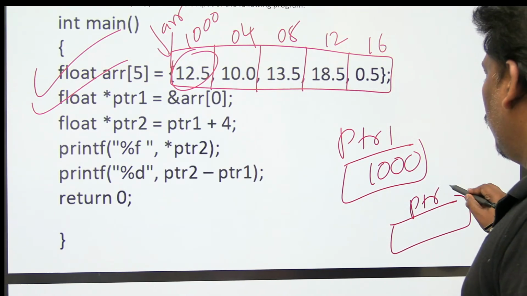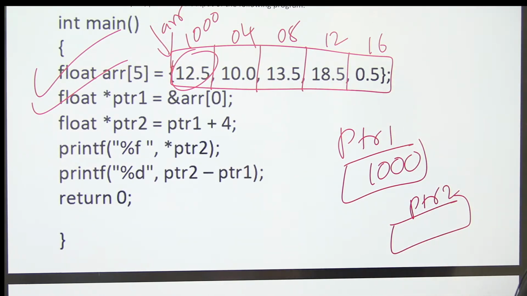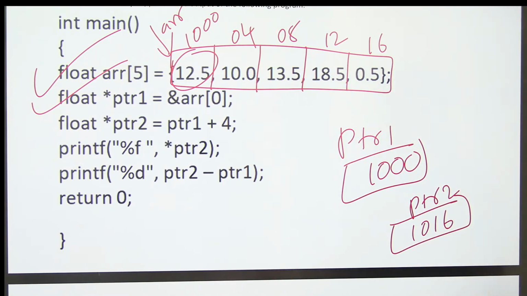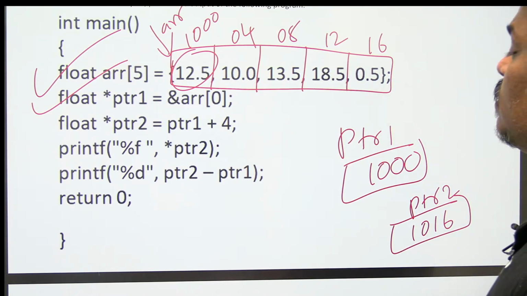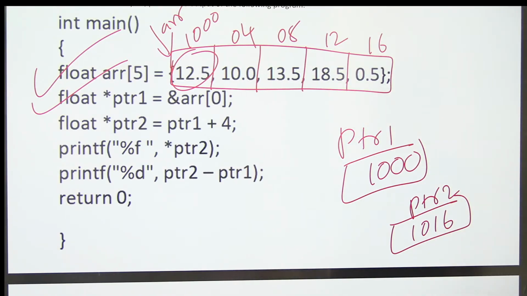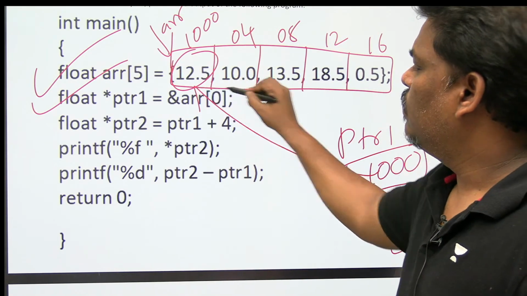PTR2 is equal to PTR1 plus 4. Remember, pointer plus 4 means which type of pointer? Float type of pointer, so every one is 4 bytes. 4 means 16 bytes, so it is going to be 1016. Careful: PTR1 is 1000, and 1000 plus 4 means 1016, because you have to skip 4 elements, every one 4 bytes. PTR1 is 1000, so it will point here.